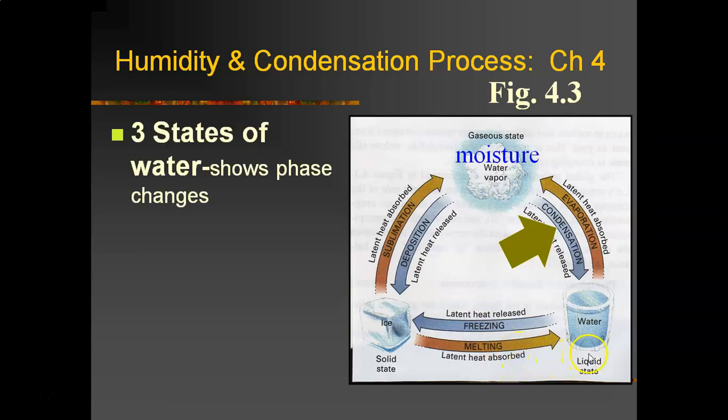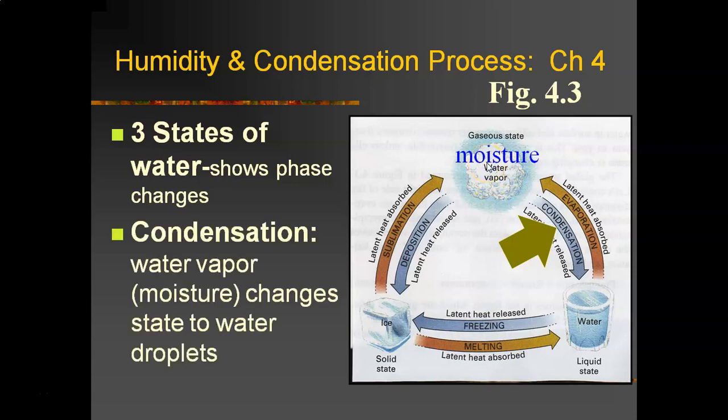So let's begin with the 3 states of water. Now, water is a unique substance in that it can exist in all 3 states at Earth's surface temperatures. So we're familiar with the liquid state, the solid state, and, well, the gaseous state. And we're going to start with the gaseous state, moisture in the air, humidity, and its water vapor. That's the term we're going to be using.